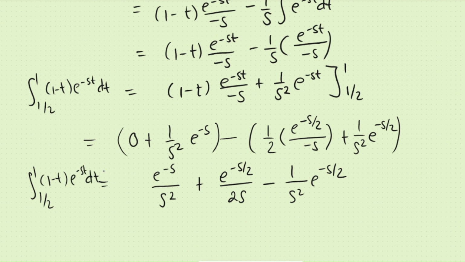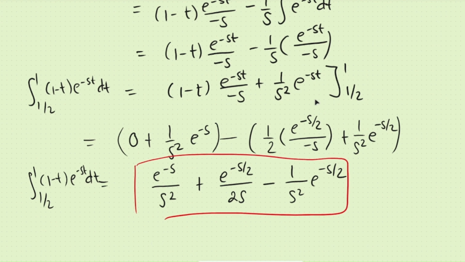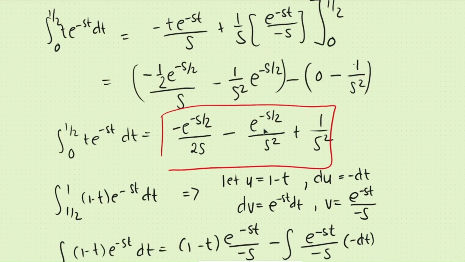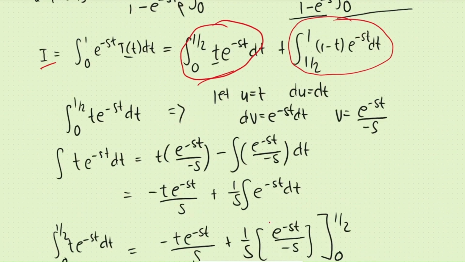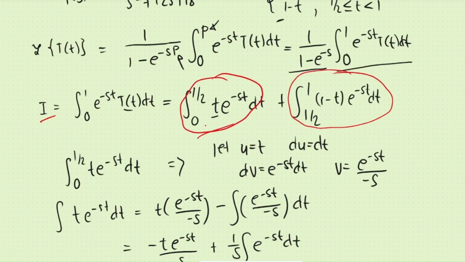We'll add it to the first half to get our I, because we were looking for our I, right? Let's go. We get our second half, and this is our first half, and that was our second half. And we just add these two together, first and second, to get our I.